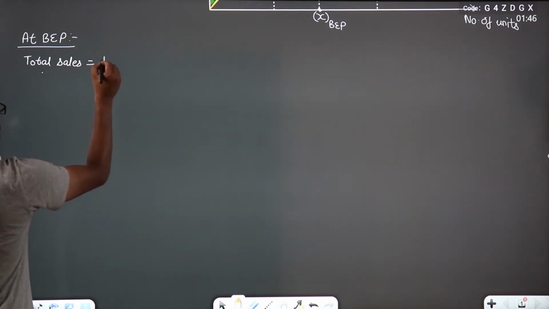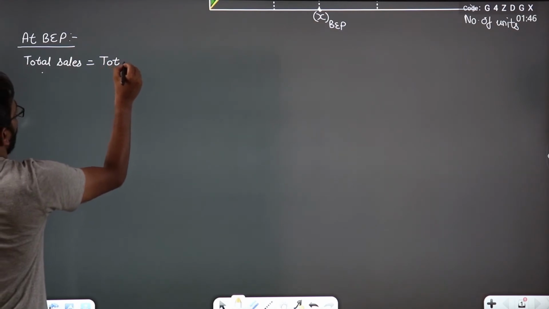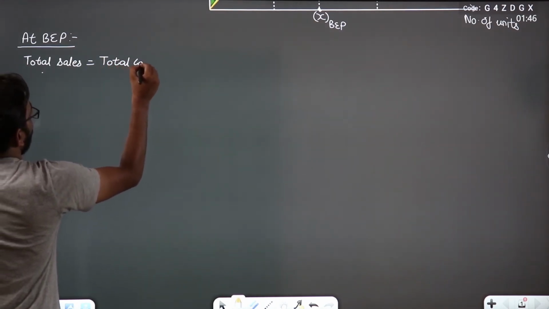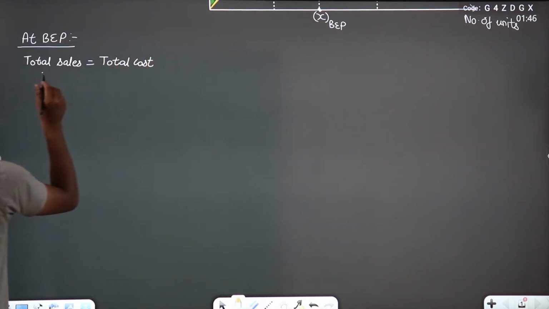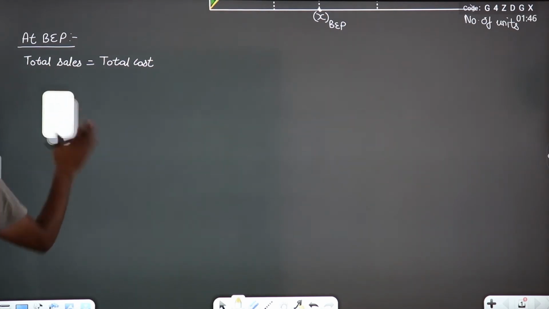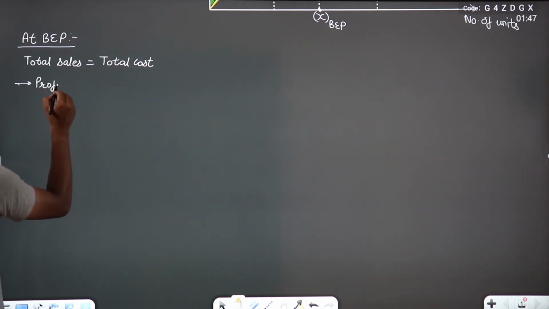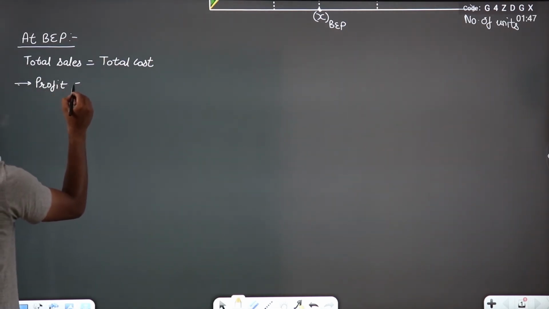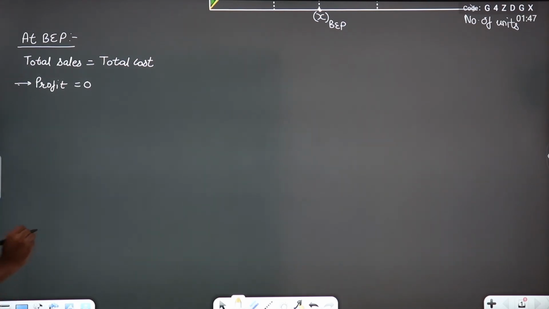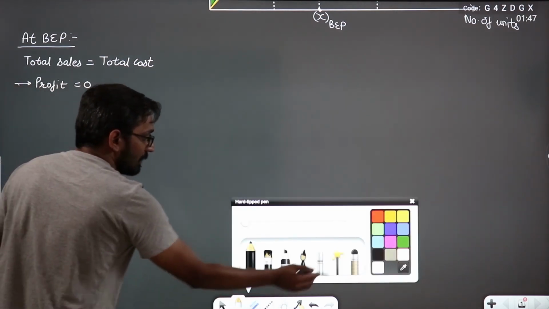Total sales will be equal to total cost of production, right? That means at break even point the profit of the organization will be zero. There should not be any profit at break even point.